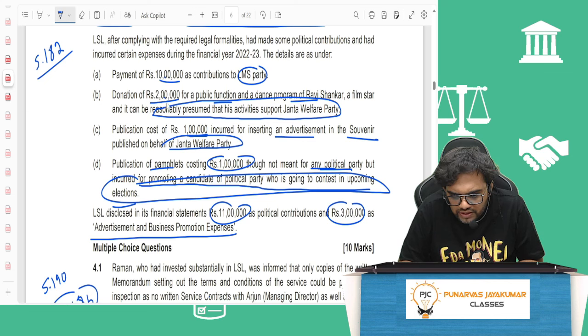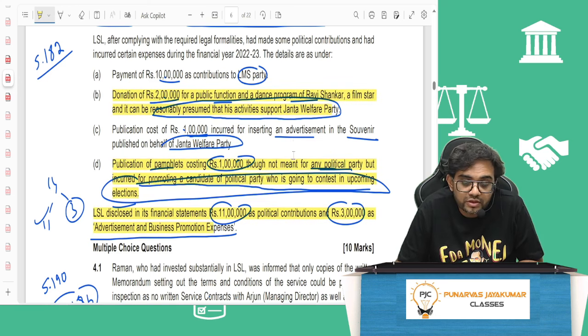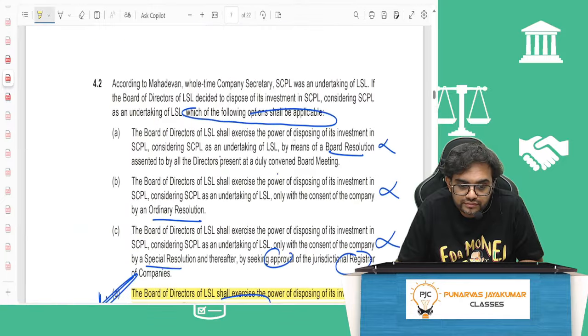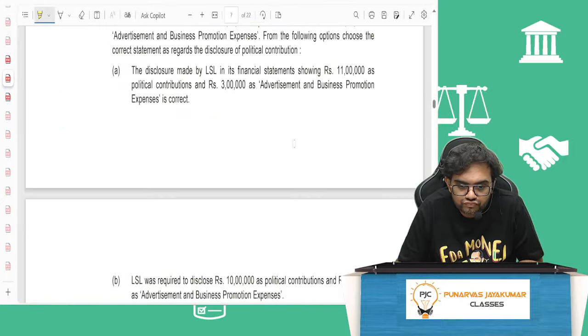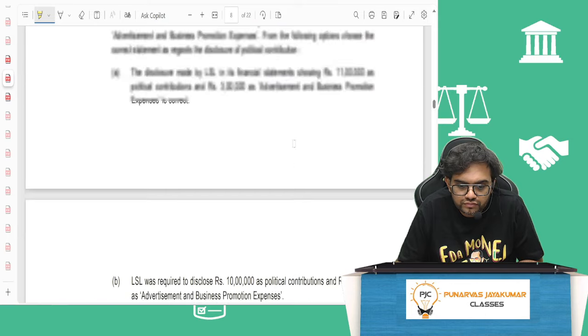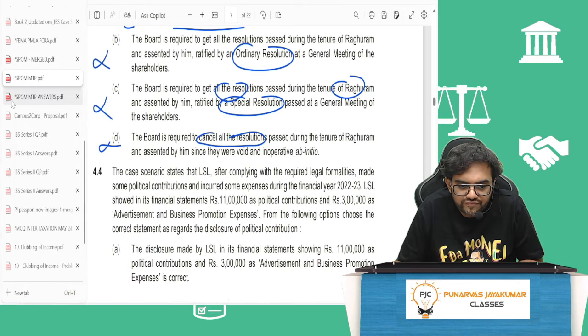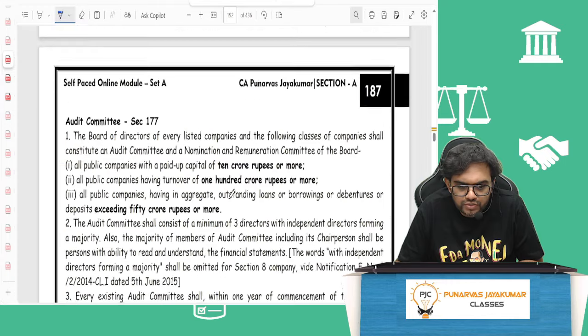10 plus 2, 12, 13, 14. In 14, 11 they showed, 3 business promotion. That is this dance program, these two, they would have taken it as business promotion. Is it business promotion or political contribution is the question. Guys, everything should be political contribution.